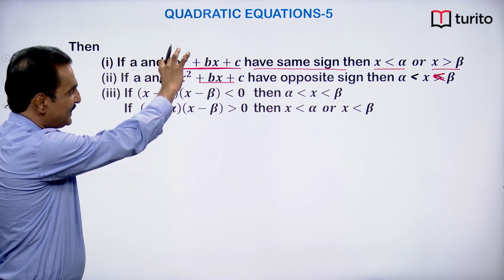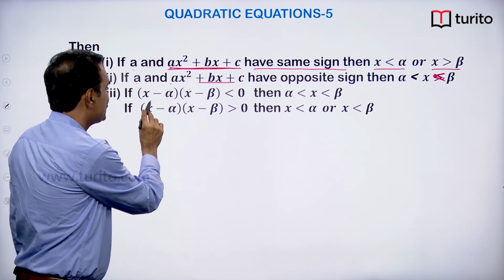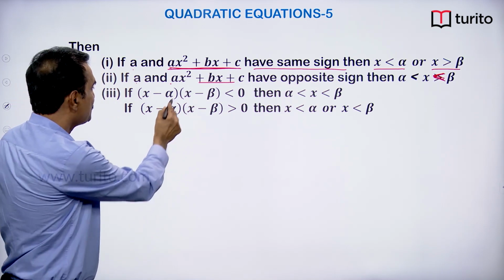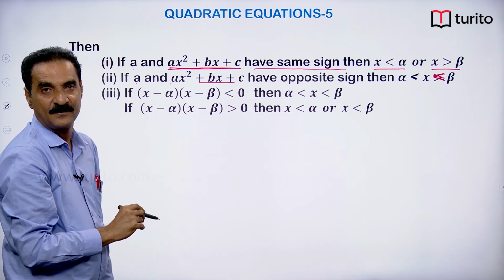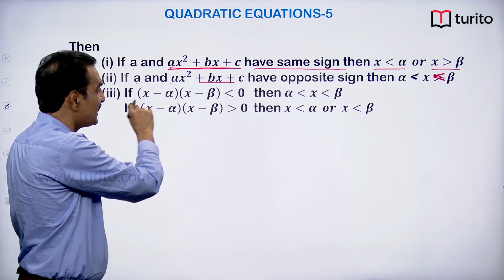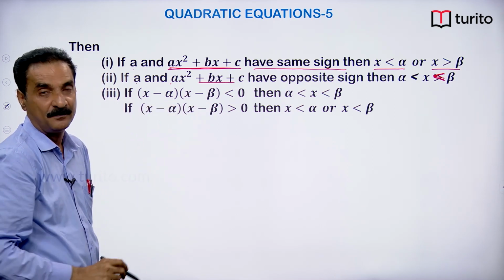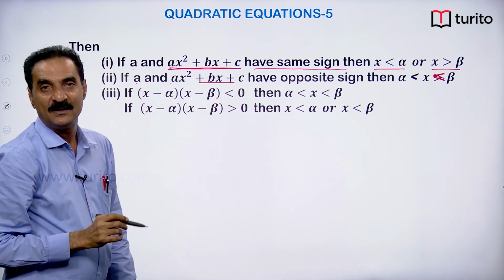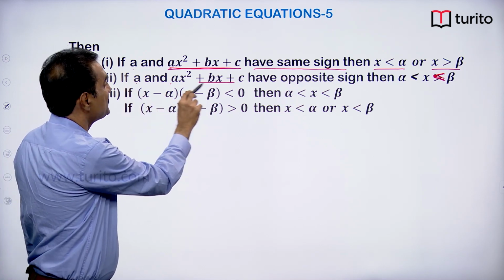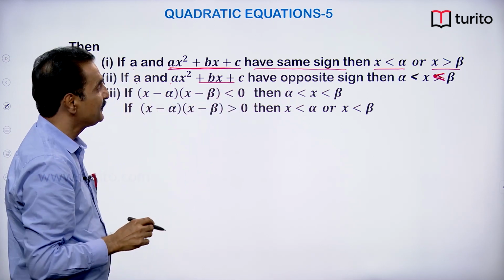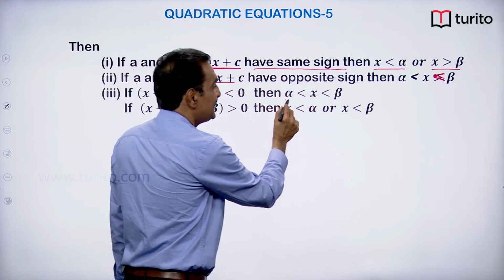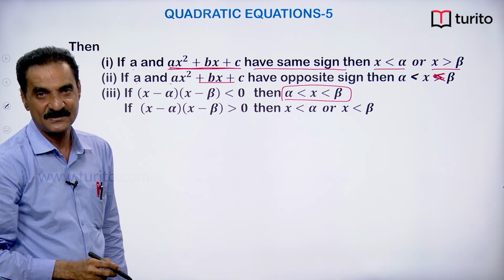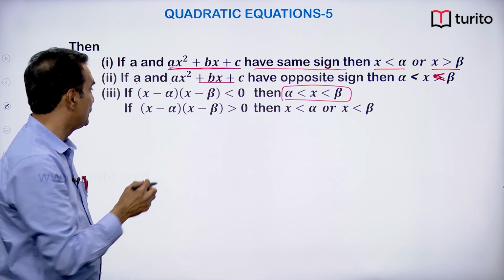Now, simply the same statements, suppose (x minus alpha)(x minus beta) is less than 0. The x square coefficient is positive. The whole expression is a quadratic expression in factorized form. The x square coefficient is positive, the expression is negative. So, a and ax square plus bx plus c have opposite signs. Then, what is the solution? Alpha less than x less than beta is the solution, or interval of x.